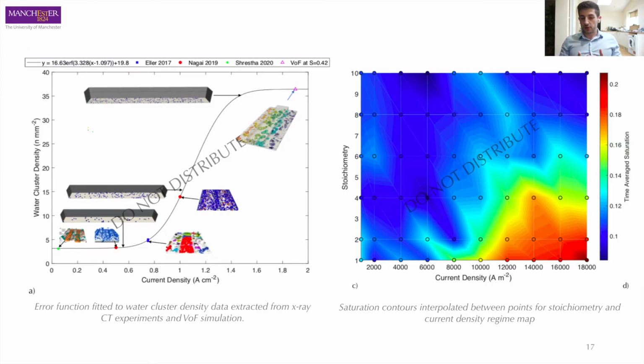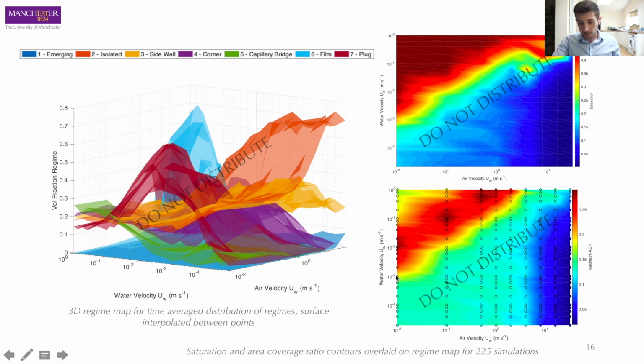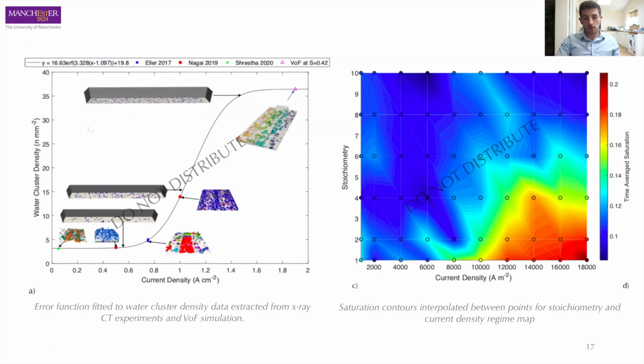Now what this kind of showed me, if we actually go back, is that in the fuel cell operating range, so down here below 10 to the minus 4 water velocity, you can see that there is not much change in the saturation with increasing the water production in incremental amounts. So that led to the hypothesis and the idea that as you increase the current density, you increase the cluster density of water emerging from the gas diffusion layer.